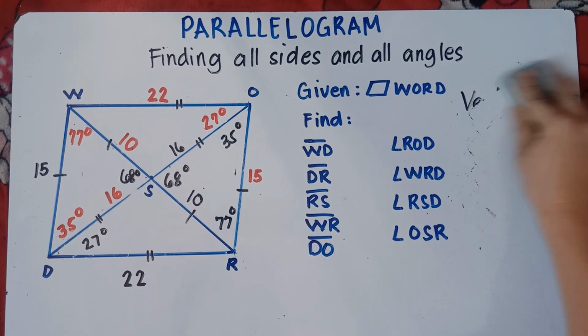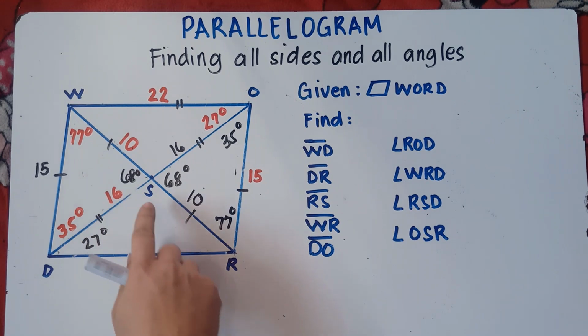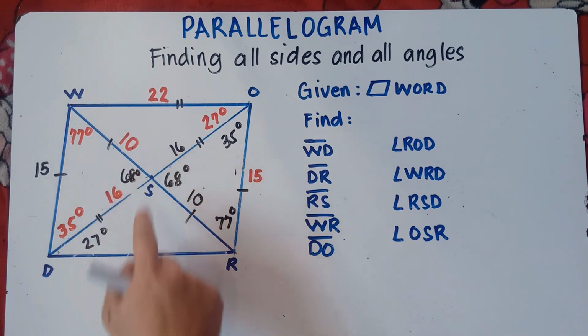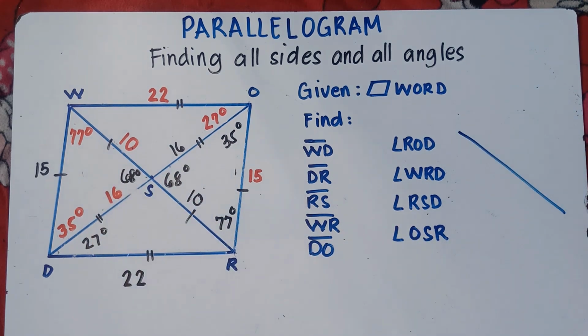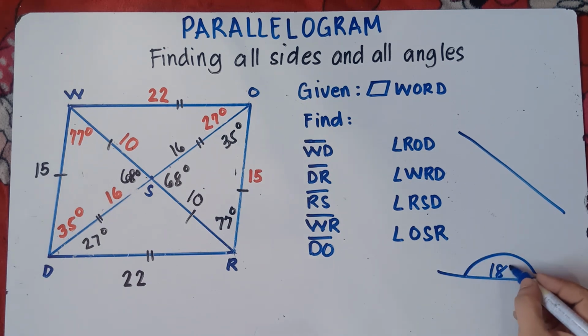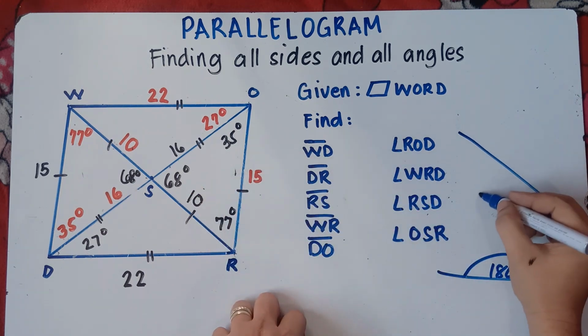Alright, so almost done. How about this one, class? This angle right here. What would be the measure of this angle? Now, if you have a straight line, always remember that the angle of a straight line should be 180 degrees. Any straight line, class, the angle should be 180 degrees. So therefore, we have, if this is, okay, we cut this one.